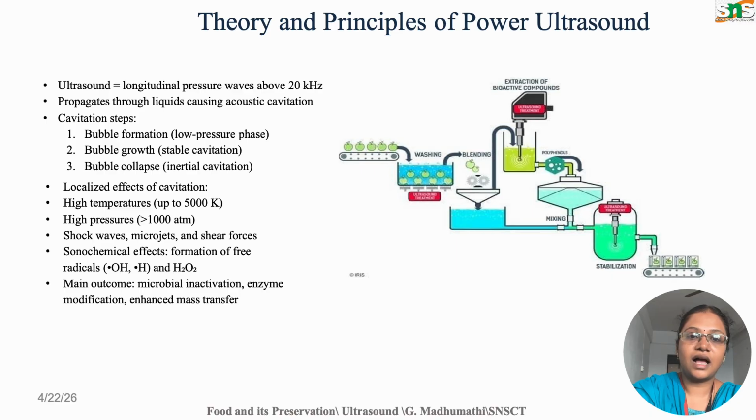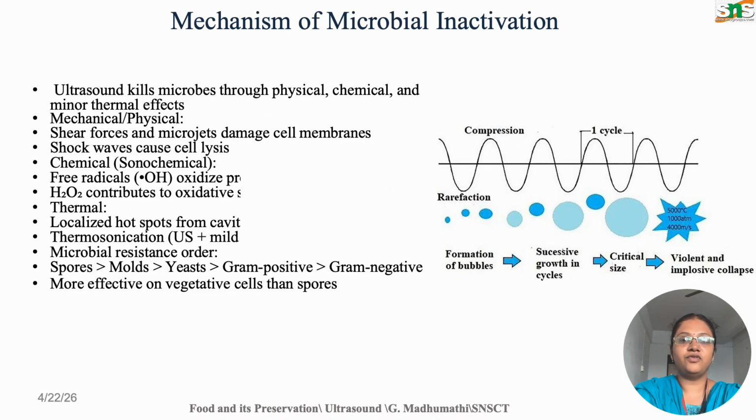This actually involves temperatures of up to 5000 Kelvin and pressures of more than 1000 atmospheres, and it creates shock waves, microjets, and shear forces within the food. The outcome of this will be the inactivation of the microbes, and slightly the enzymes within the food materials get modified, and there will be mass transfer within the food materials.